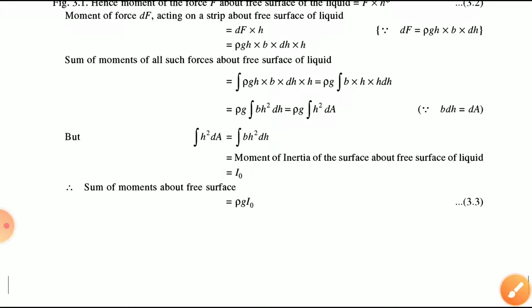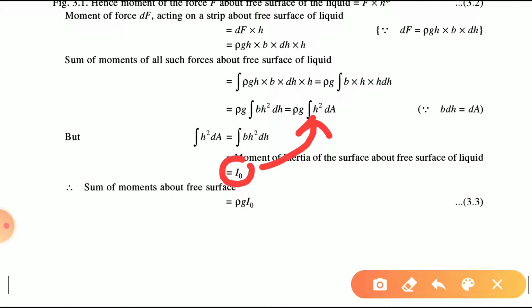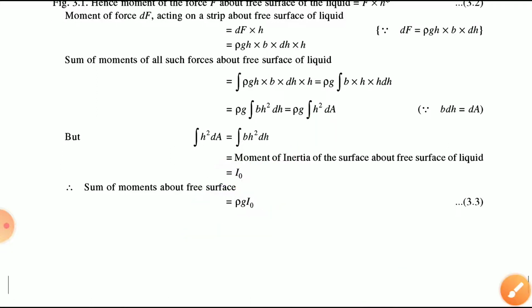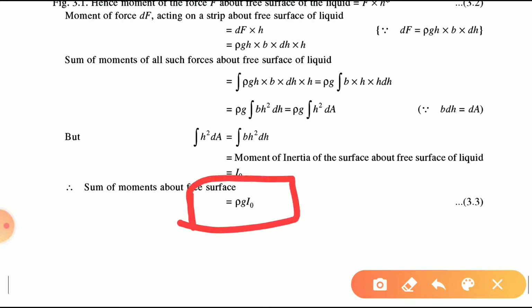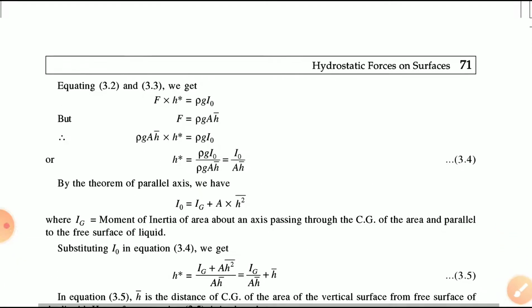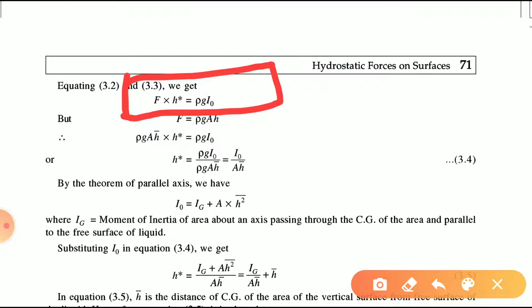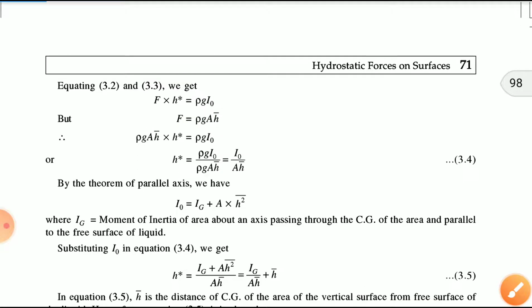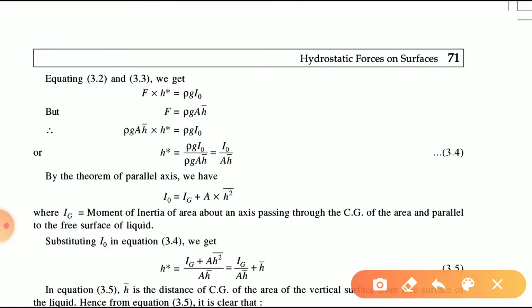Hence if we replace this I0 here, the sum of the moments about the free surface of the liquid will become rho into g into I0. Now this rho g I0 and F into S star are equal, as both are the same values found in two different ways. If we compare these two, we get F into S star is equal to rho into g into I0. But we know that F is equal to rho g h bar, the expression we found for the total pressure.